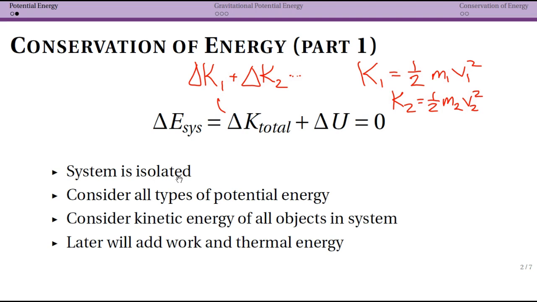So as long as our system is isolated, the change in our system energy will be zero, which means that the sum of the changes of the individual energies on the inside is zero. They can be transformed one into the other, but the total sum must be the same. Where we're going to make this more complicated later is that we're going to be adding work, external work that cannot possibly be included in potential, and thermal energy that right now we don't have.